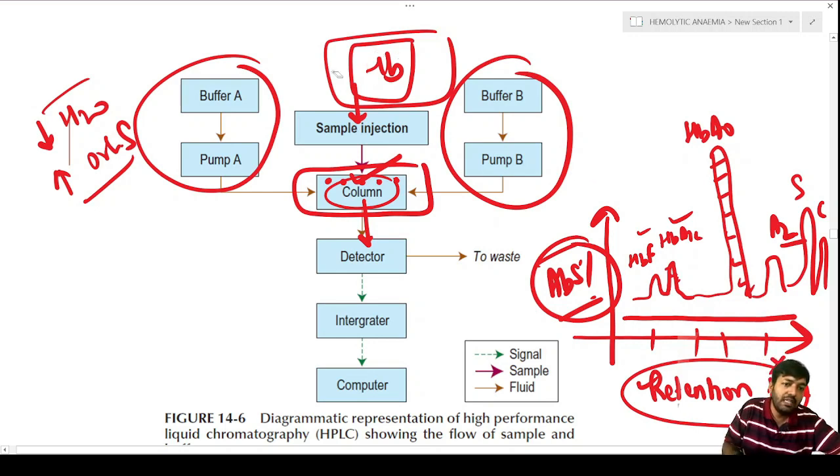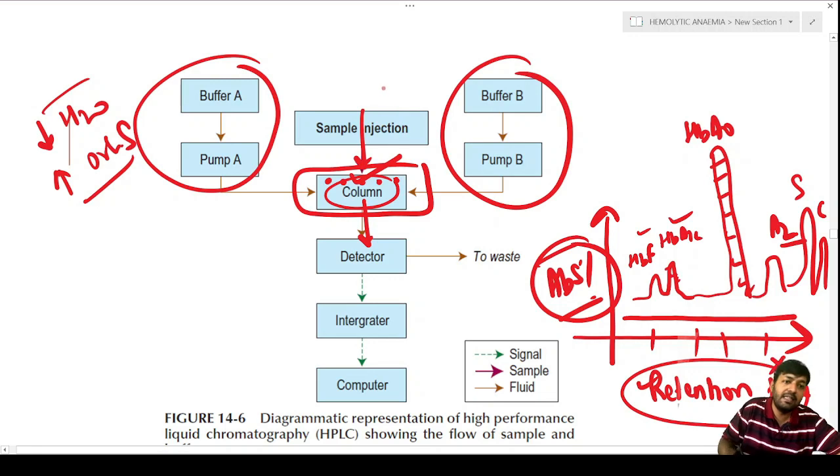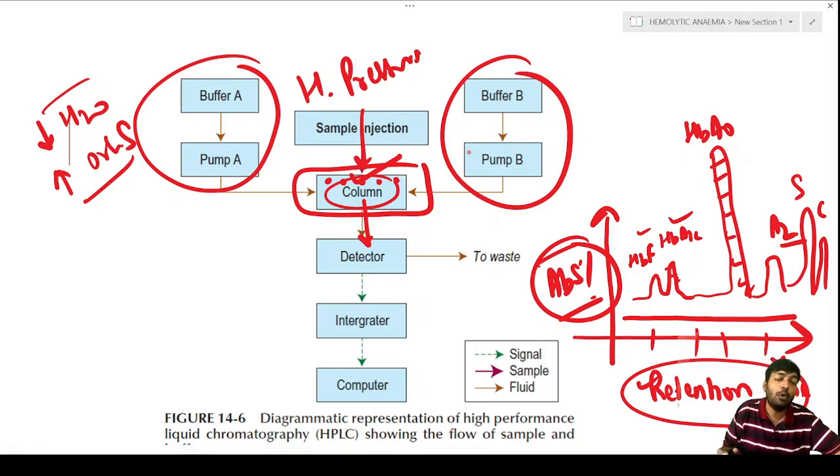Now in normal column chromatography, normally the sample comes down the column with gravitational force, but in HPLC it is driven by high pressure. That is why we use the term high pressure liquid chromatography. And why is it called high performance? Because it has a very high resolution, so it is also called high performance liquid chromatography.